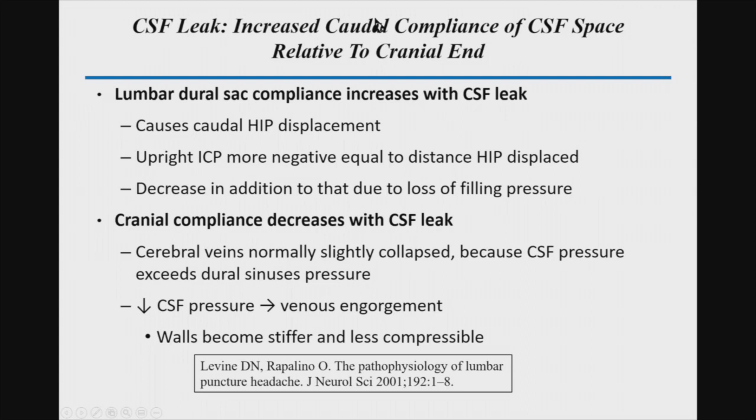Let me say that again. The normal pressure, say for the sake of argument, is 15. You have a leak, you measure it, it's 10. But it's more than that when you sit up because of the decrease in the hydrostatic indifferent point.